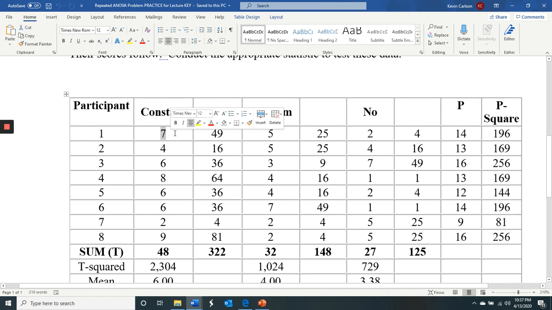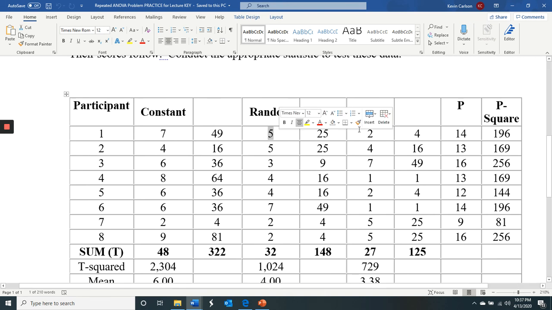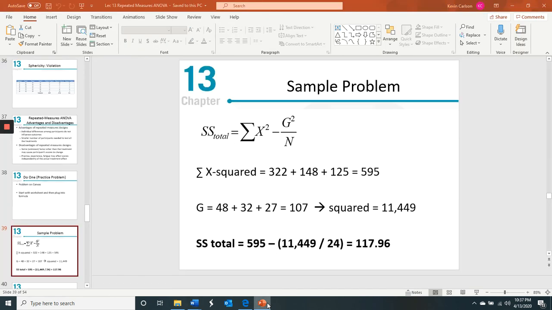So P is constant plus random plus noise. So 7 plus 5 plus 2 is 14. 14 times 14 is 196. So constant plus random plus noise for person number 7, 2 plus 2 plus 5, that adds up to 9. 9 times 9 is 81. So that's P squared. So that's the only thing that's new.